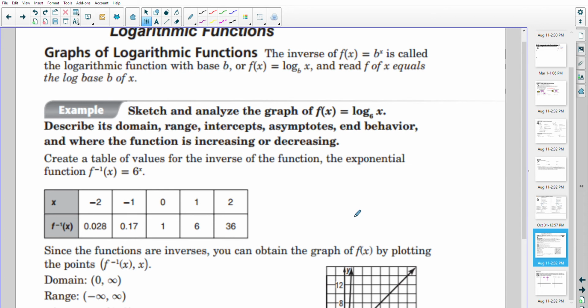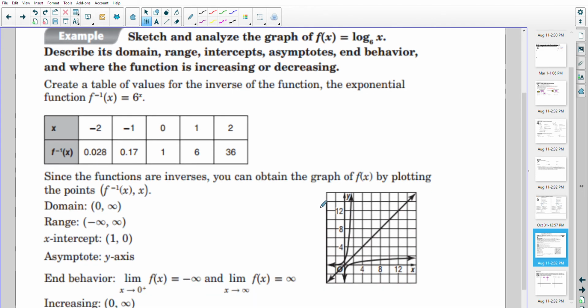If you looked at graphing f of x equals log base 6 of x, and if you wanted to graph, for example, 6 to the x equals y, you're going to see that that's an exponential, so it's going to look like this. And when you graph the log, this is going to reflect about the y equals x line, because you're changing the x and the y around.